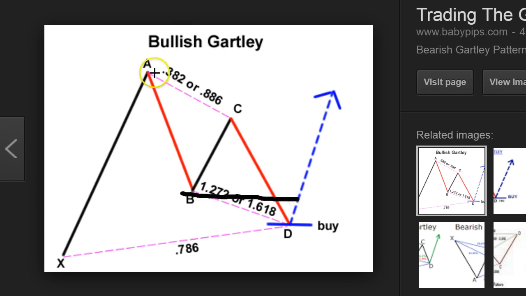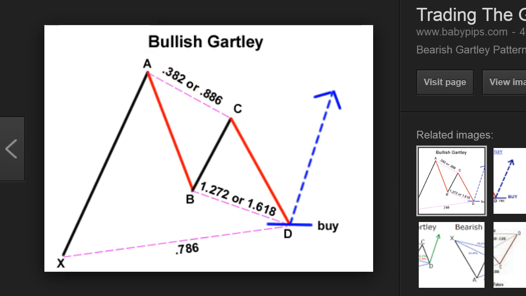Okay, but is this really necessary? Okay, it's a zigzag. For God's sakes, people. This is E. You're killing me. That's E. Bullish Gartley.